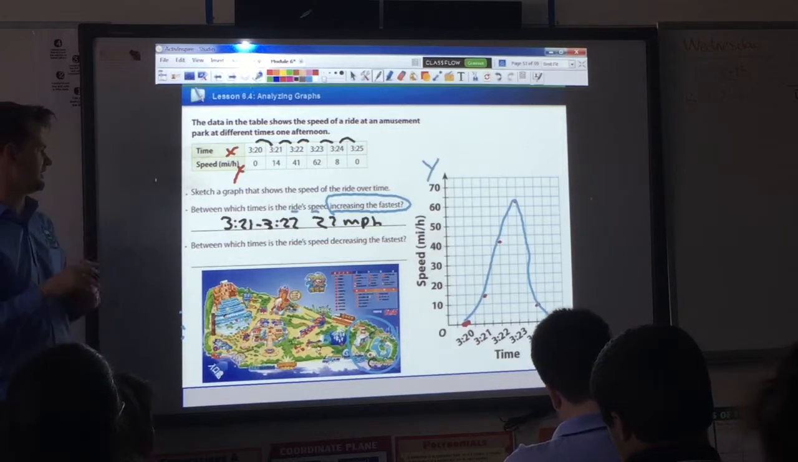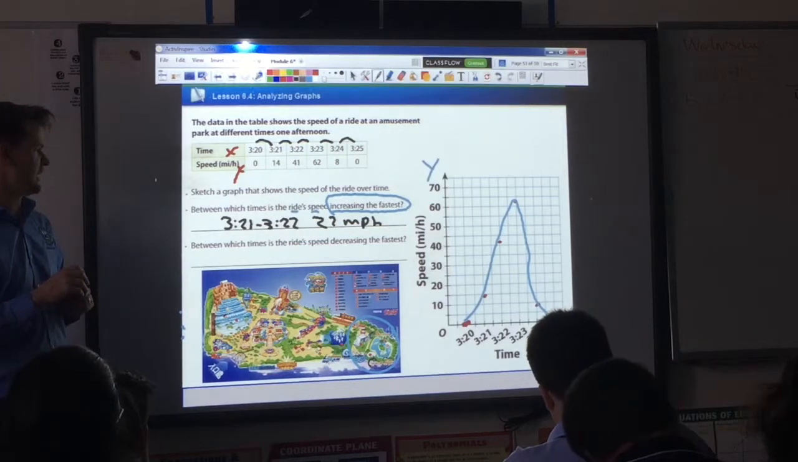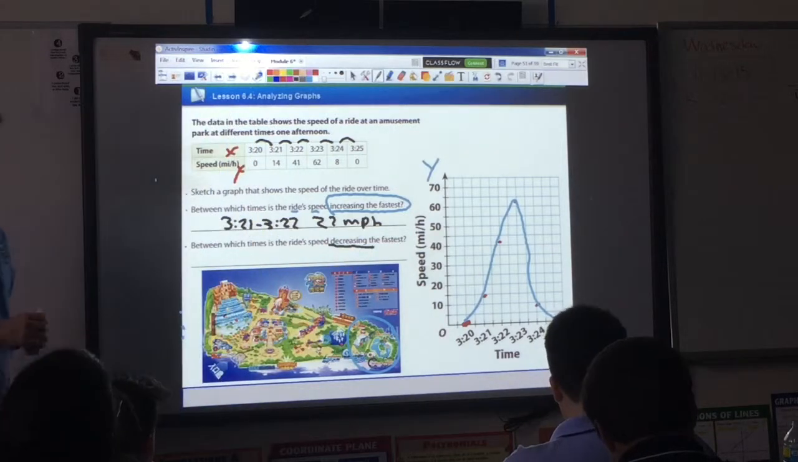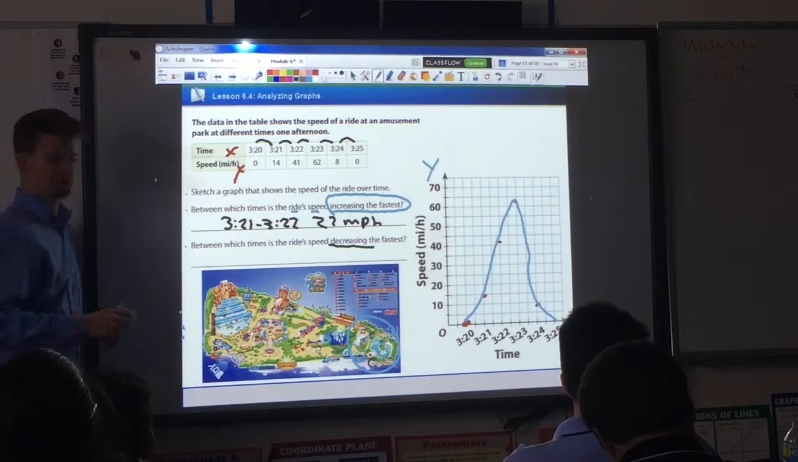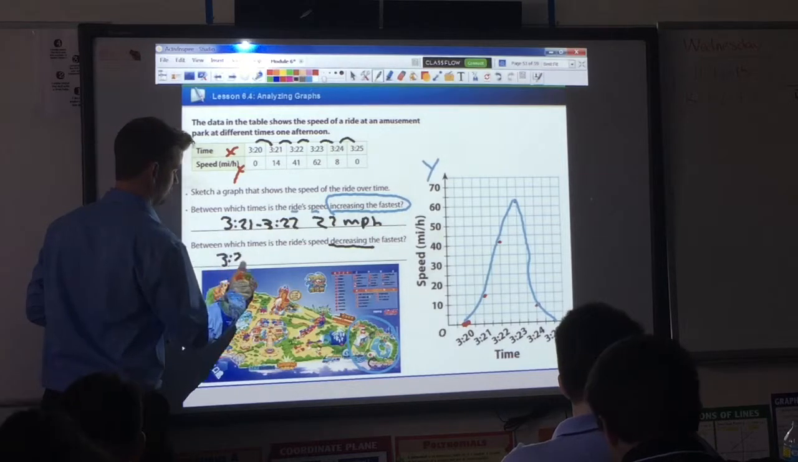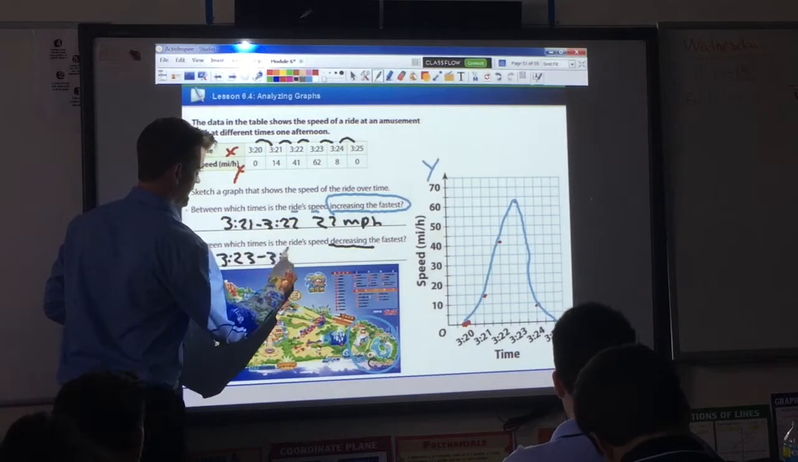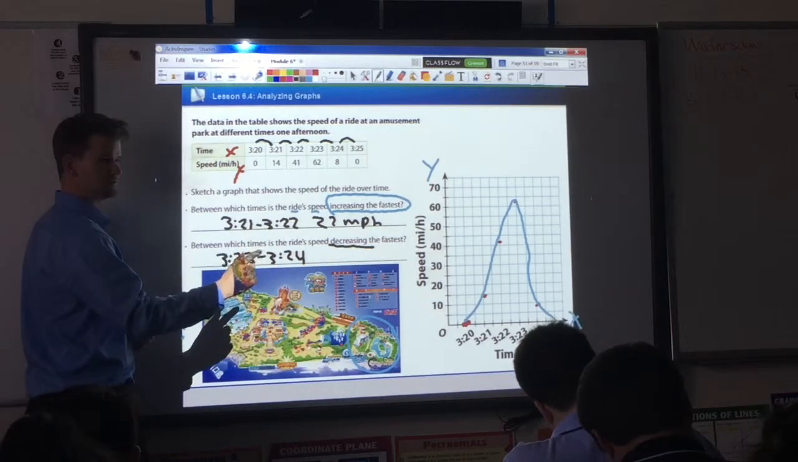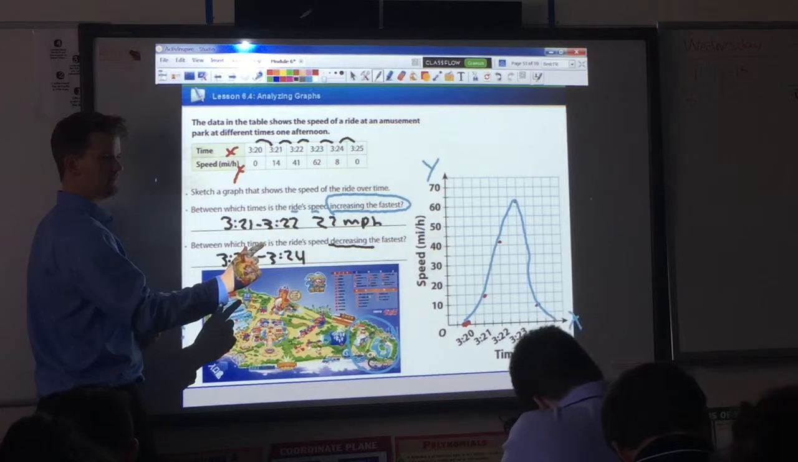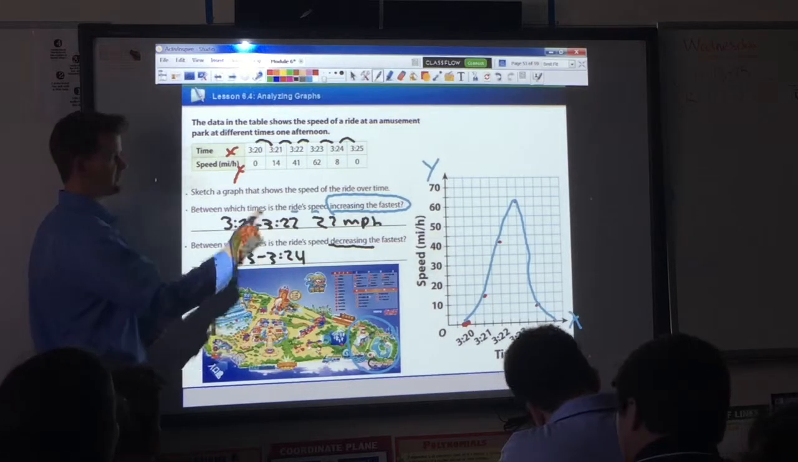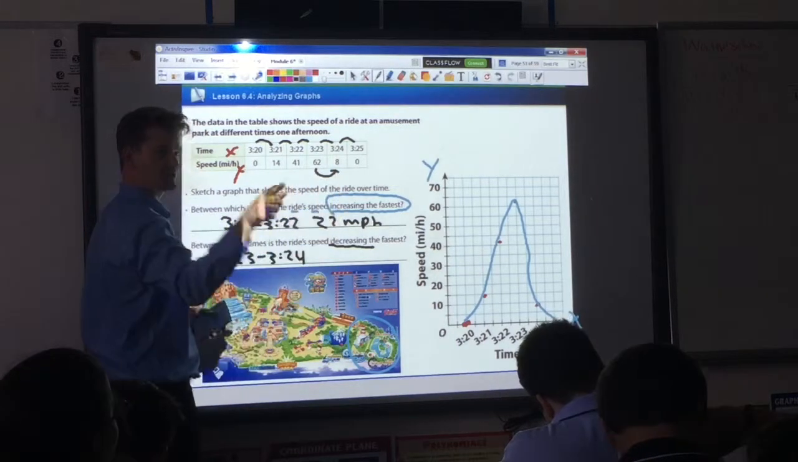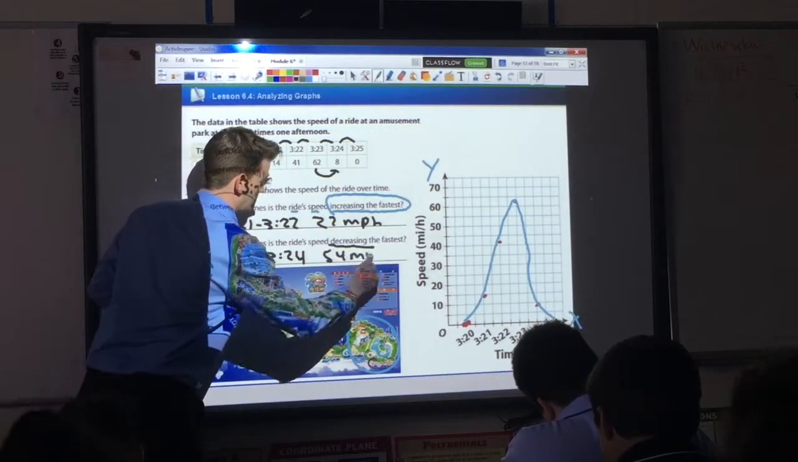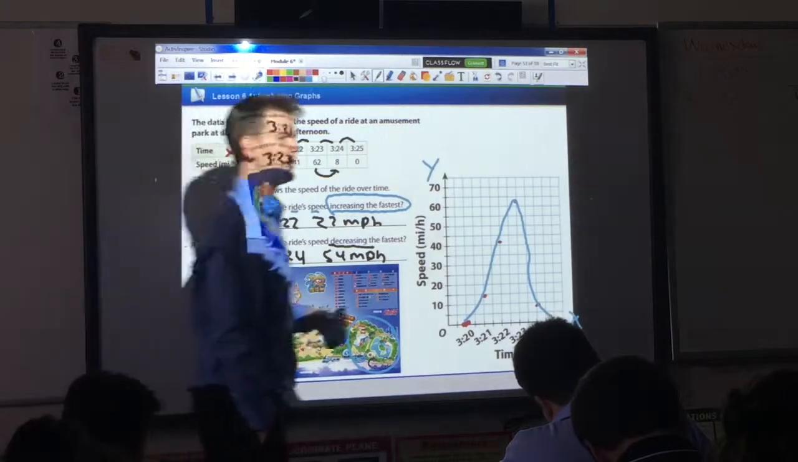All right, last one. Between which times is the ride speed decreasing the fastest? 323 to 324. So 323 to 324. It is decreasing the fastest, and it decreases, anybody know how much? 62 to 8. Quick math? What's it decreasing by? 54. Who said that? Good job. It's decreasing by 54 miles per hour. That's a lot. That's a quick slowdown there.